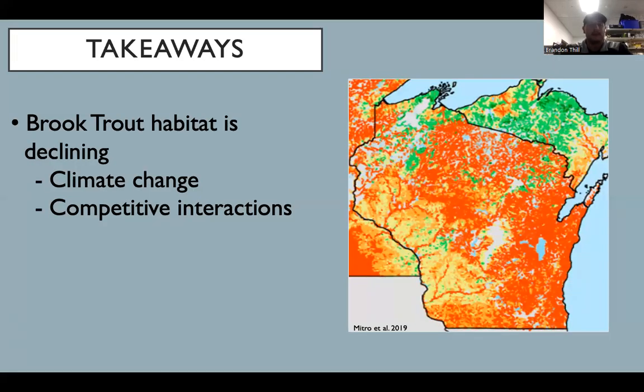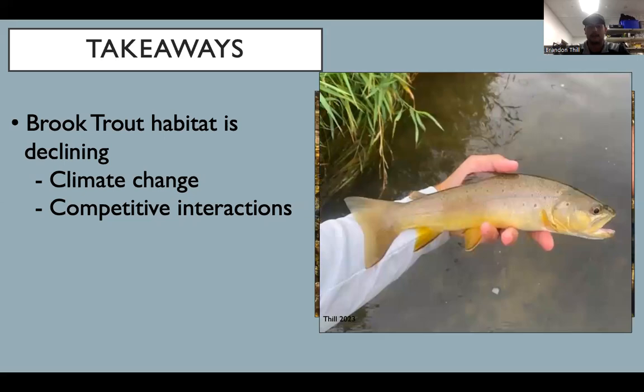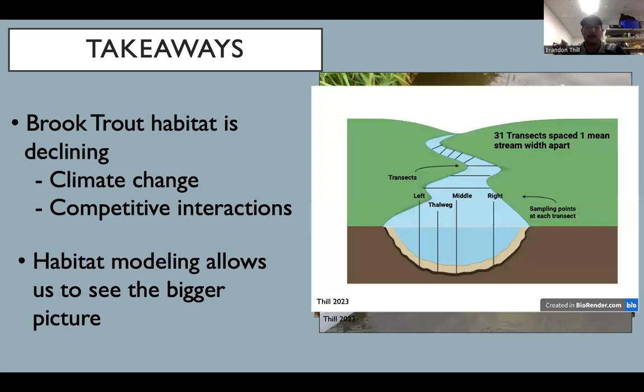But some takeaways here. Brook trout habitat is declining in our state. And this is due to things like climate change and competitive interactions. But habitat modeling is allowing us to see the bigger picture.